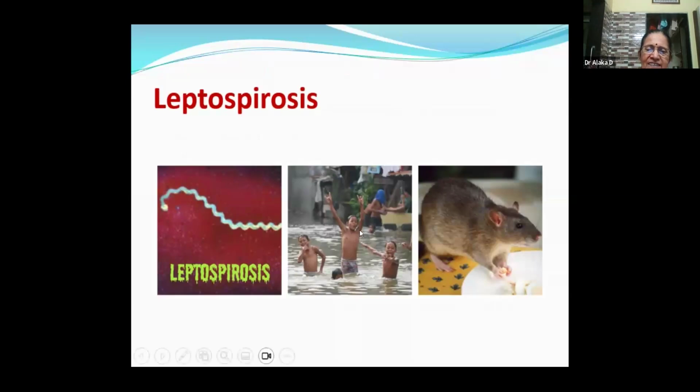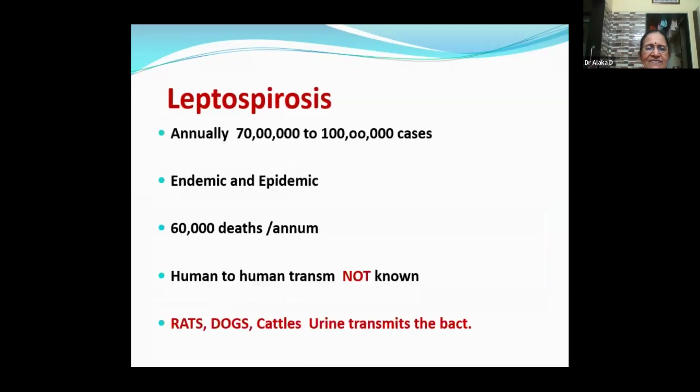As you can see here, this is the water in which all these children are enjoying. And there is a lot of waterlogging in Mumbai, all over Maharashtra, in this season. So beware about this. Annually, 70 lakhs to 1 crore cases of leptospirosis occur, in both endemic and epidemic form. 60,000 deaths occur per annum. Human to human transmission is not known.